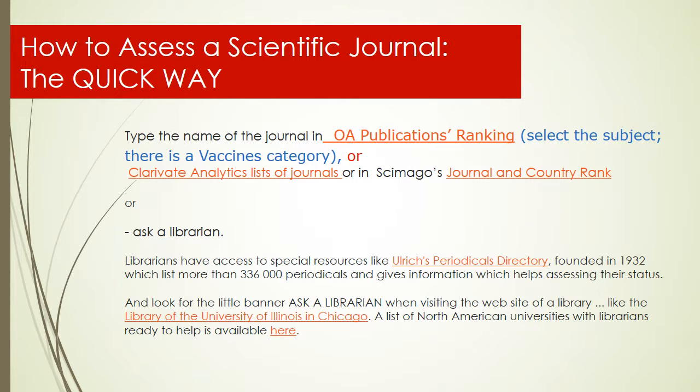Is there a quick way to assess a scientific journal? Yes. You can type the name of the journal in Scimago's Journal and Country Rank, or you can ask a librarian. This is the opportunity to introduce librarians, a great resource often accessible through the internet. If you visit the website of a library, look for the little banner Ask a Librarian. You can often contact them directly and rapidly. More on the next slide about Scimago.